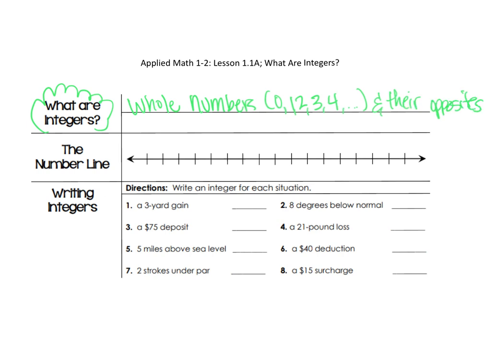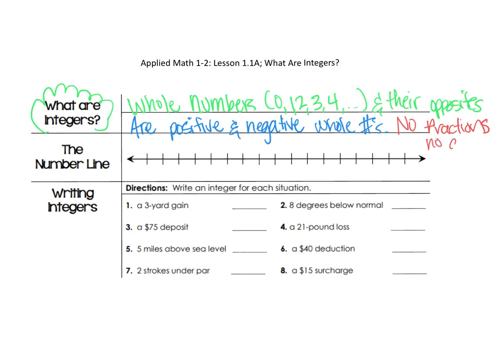It means the negative numbers. So we're going to have, starting with like -4, -3, -2, and so on. So I like to say that integers are positive and negative whole numbers. Now, that means some things are excluded, and the things that are excluded are fractions and decimals. So positive, negative whole numbers, and I'm going to say here that there are no fractions and no decimals.